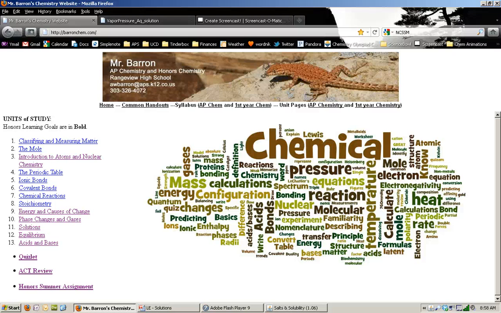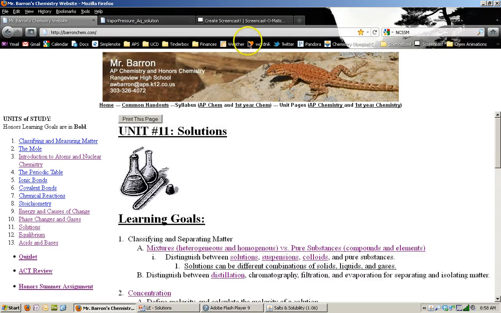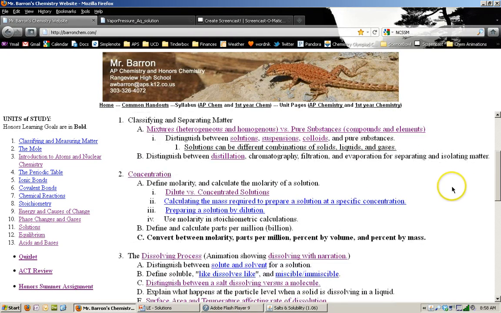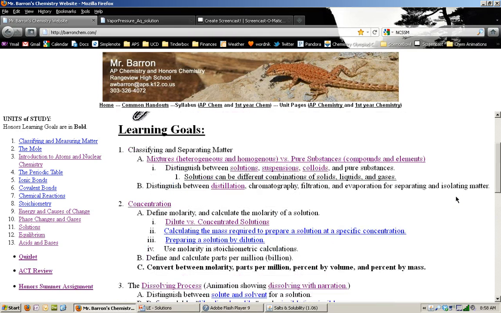What I'm going to be showing you is the new unit that we're going to be learning, which is solutions. Once you go to the unit pages for chemistry, the first year chemistry, click on the unit solutions. When you're on the solutions unit, pay attention to the learning goals that are there. These links, more than any other unit, are going to be immensely helpful for you in the process of studying.